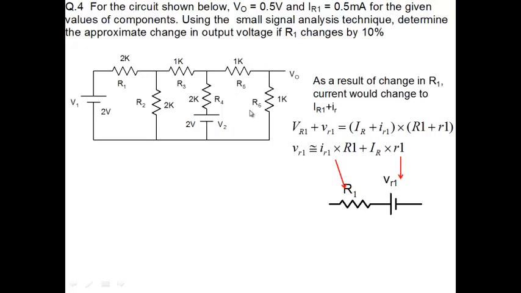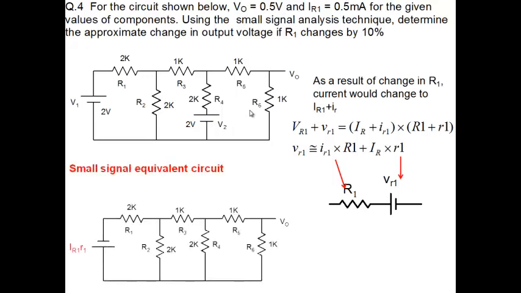So my final small signal equivalent circuit becomes like this, where the battery has been replaced by a short. This resistor R1 has been replaced by this model here. Everything else, R2, R3, R4 remain the same. Battery again becomes a short. R5, R6, everything else remains the same. And we get this small signal equivalent circuit.